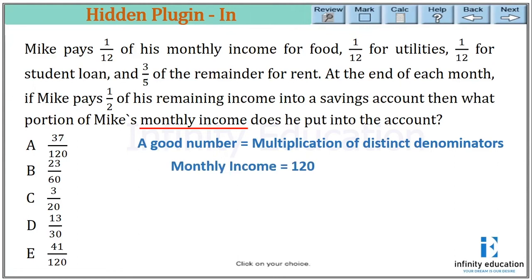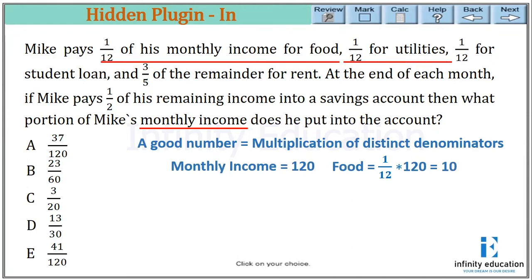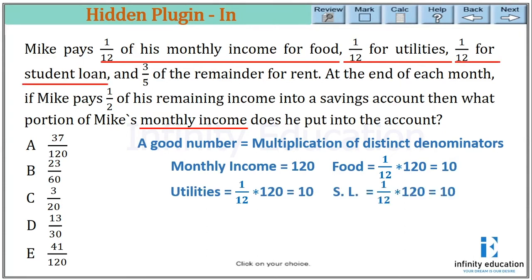Now let's read the question one by one. Mike pays 1/12 of his monthly income for food. So for food, Mike is paying 1/12 of 120, that is 10. 1/12 for utilities, so again for utilities it is 10. 1/12 for student loan, so for student loan, Mike is paying again 10.